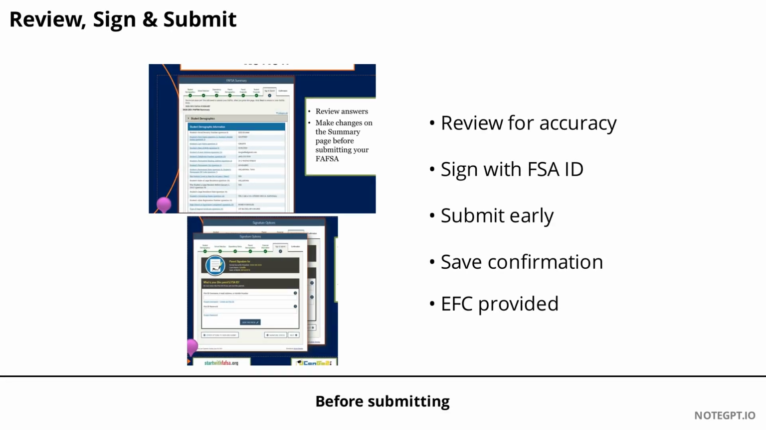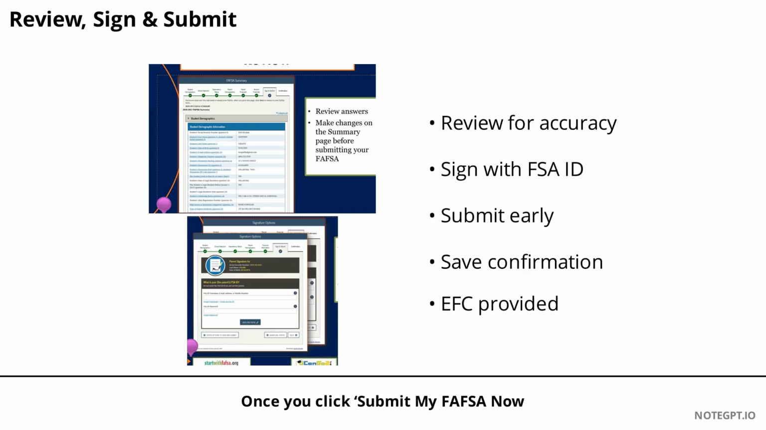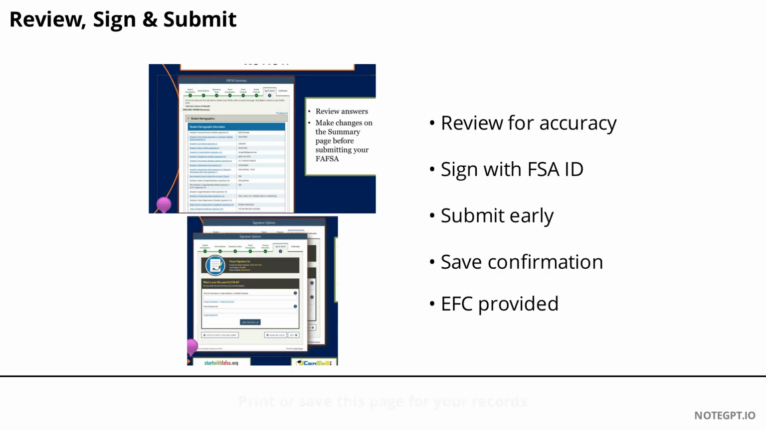Before submitting, carefully review your FAFSA summary for accuracy. Double-check names, social security numbers, and financial details. Both the student and a parent, if dependent, must sign electronically using their FSA IDs. Once you click Submit My FAFSA Now, you'll receive a confirmation page with your Expected Family Contribution, EFC, and an early estimate of your aid eligibility. Print or save this page for your records. Remember, submitting early can help you qualify for more aid, especially for state and school-specific funds.